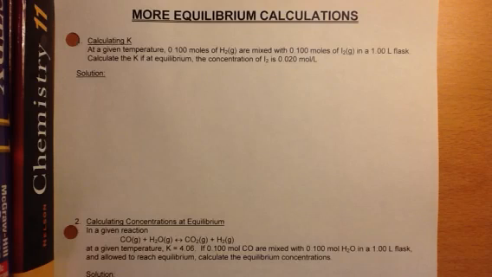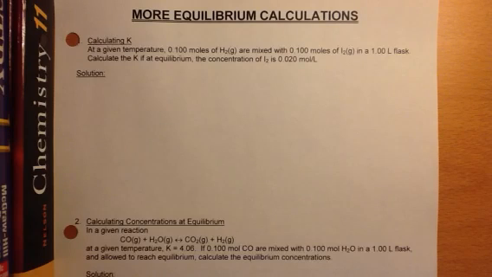At a given temperature, 0.1 moles of hydrogen gas are mixed with 0.1 moles of iodine in a 1 liter flask. Calculate K if at equilibrium the concentration of iodine is 0.020 moles per liter. Let's begin by calculating our concentrations.